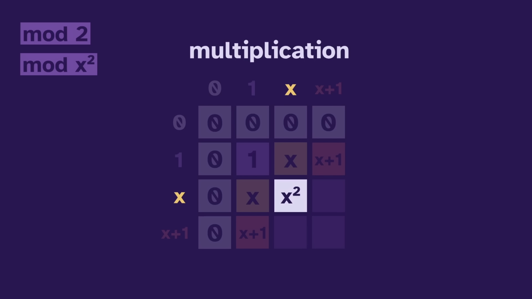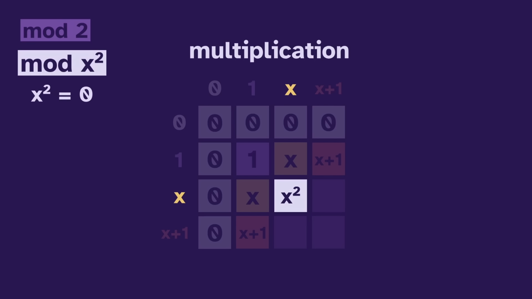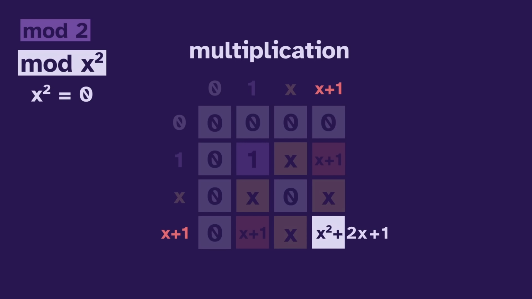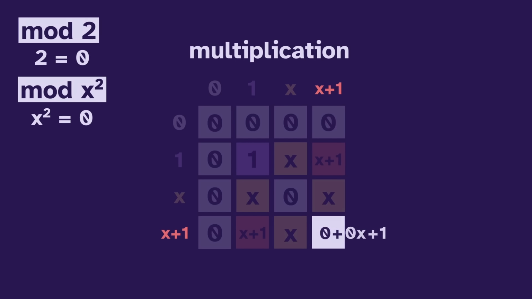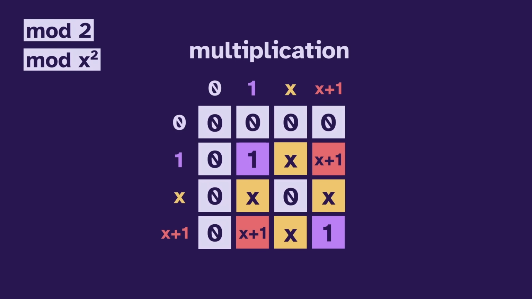x times x is x², so because we're using mod x², that equals 0. Then x times x plus 1 is x² plus x, which simplifies to just x. And we get the same result here, since the inputs are just flipped. Finally, x plus 1 times x plus 1 simplifies to just 1. We now have the full multiplication table.